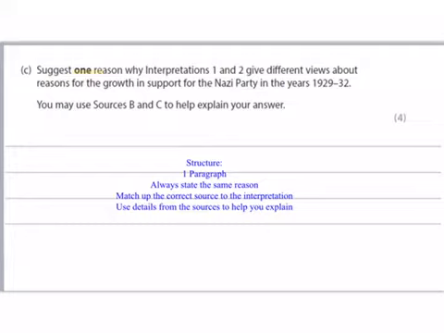The fact that it says you may use sources B and C to help you explain your answer clearly suggests that the exam board are going to match up sources to those interpretations. Otherwise, they wouldn't put that in the question, because it would just confuse people. So the idea is to just match the correct source to the interpretation and then use the details from the sources to help you explain.